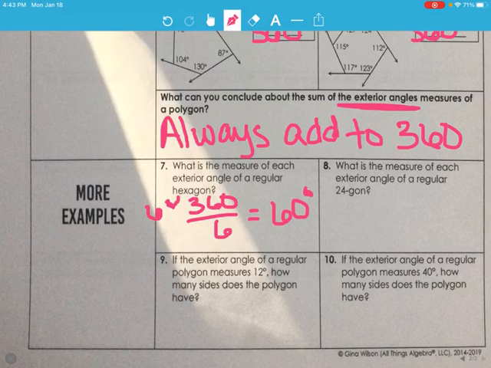What is the measure of each exterior angle for a regular 24-gon? Doesn't matter how many angles, all the exteriors will always add up to 360. So 360 divided by 24, each individual angle would be 15 degrees.